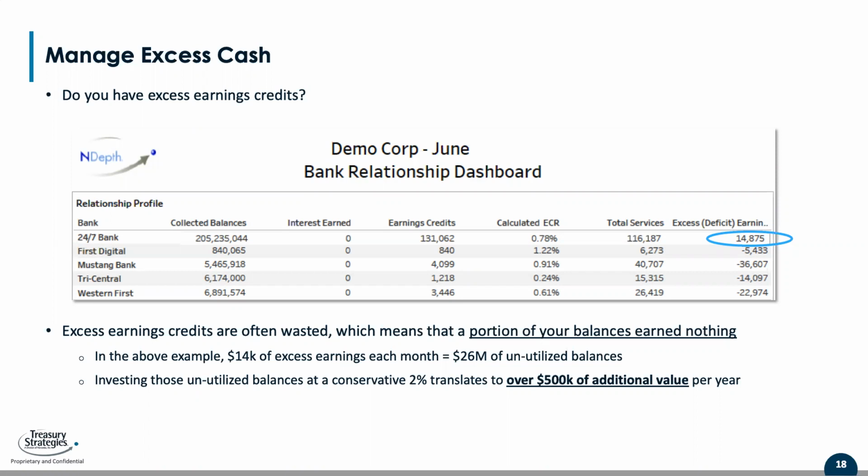We cite this particular example, where we've masked the client and the names obviously, that had 14,000 in excess earnings credits for the month. Running the math, that translates to roughly 26 million in unutilized balances. And just taking those unutilized balances and investing them, whether in a prime fund or a government fund at 2%, that's an extra $500,000 over the course of the year. So there can be some substantial value tied up in this, and it's important to go through and conduct that analysis.